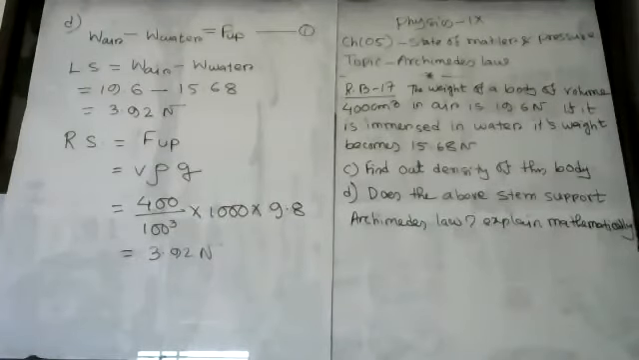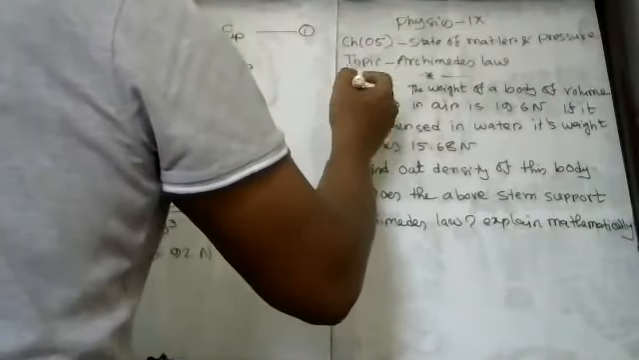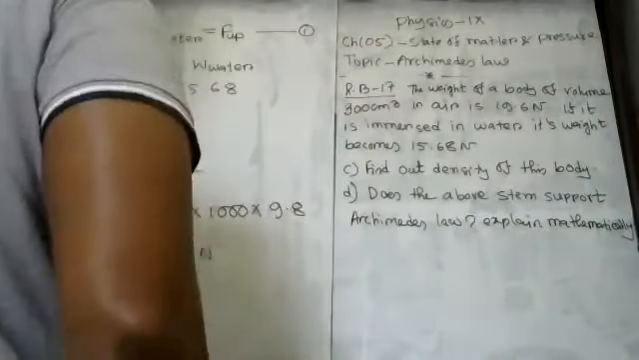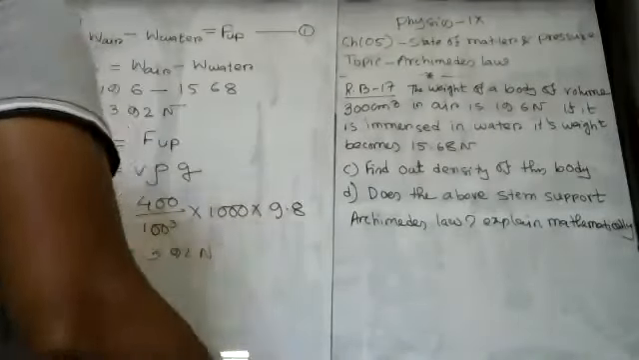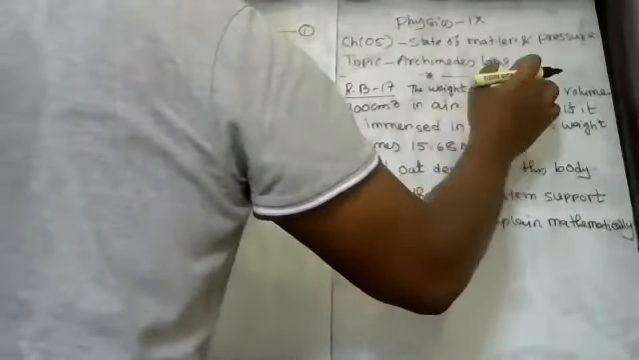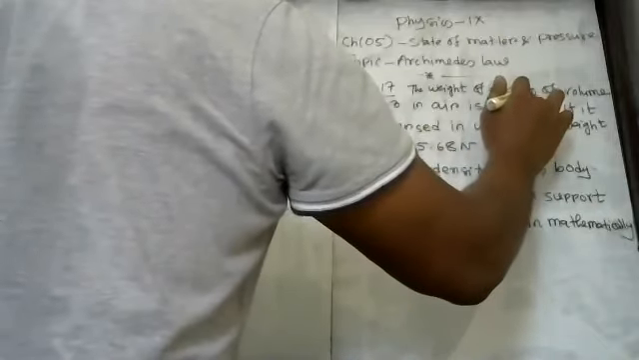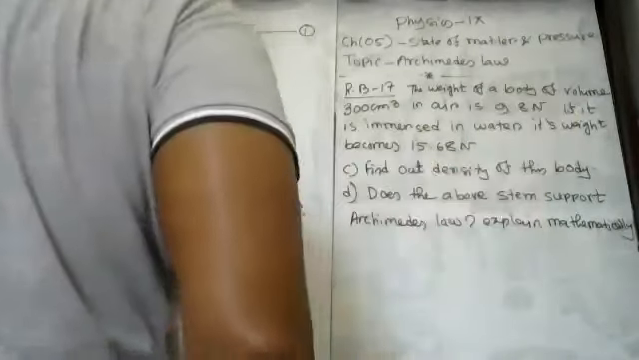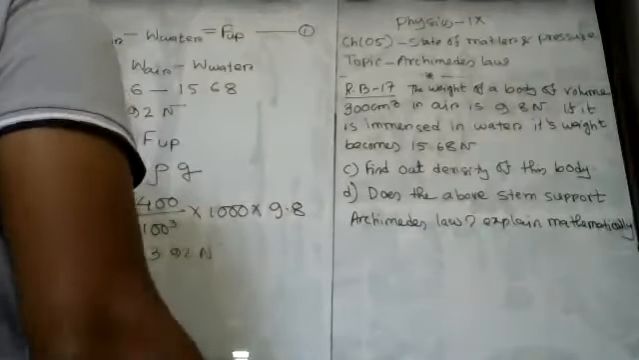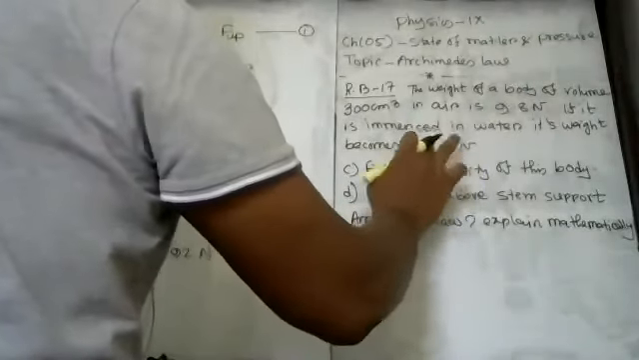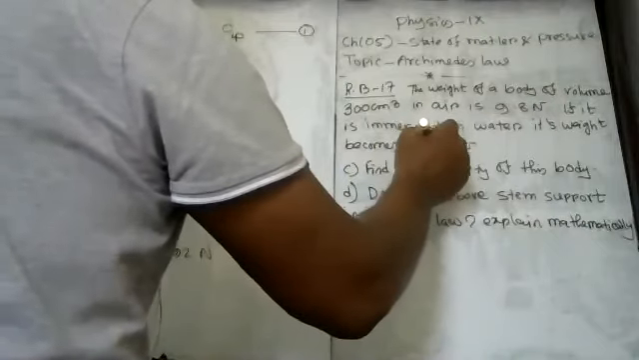If I change the data, my dear students, then let's see, can you solve a creative question just like this? Suppose the volume is 300 centimeter cube, and the weight in the air is given as 9.8 Newton. And the weight in water is 7.8 Newton.